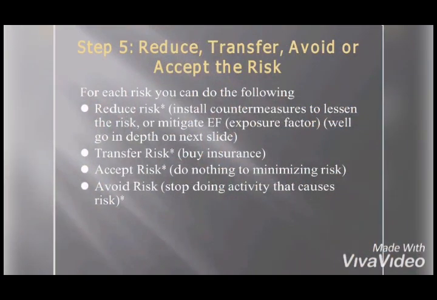Step 5. Reduce, transfer, avoid, or accept the risk. For each risk, you can do the following: reduce risk, install countermeasures to lessen or mitigate EF, which is the exposure factor. You can transfer the risk, which would mean going to an insurance agency. Accept risk, do nothing to minimize risk. Avoid risk, stop doing the activity that causes risk.